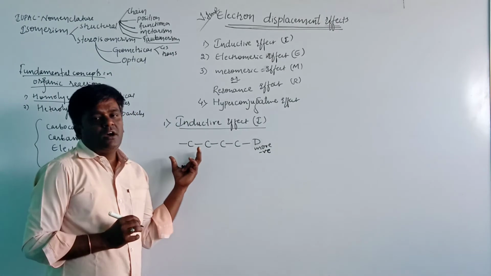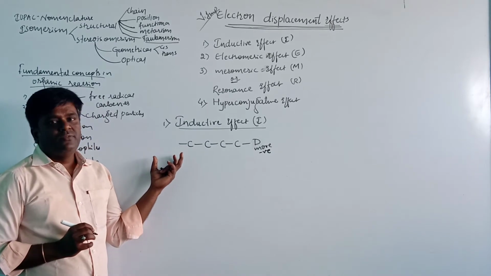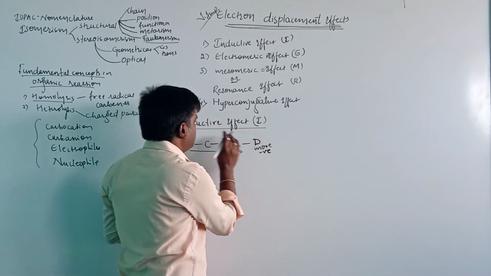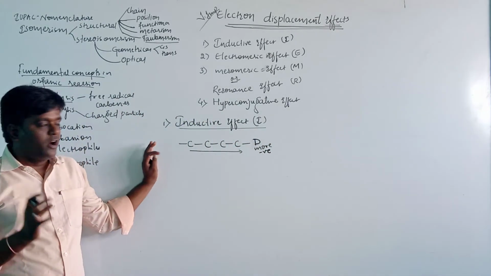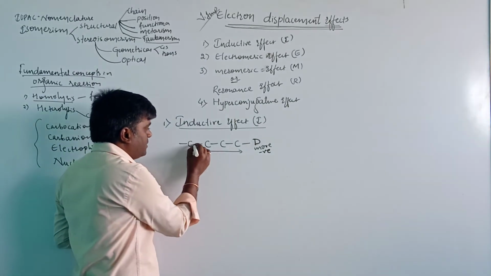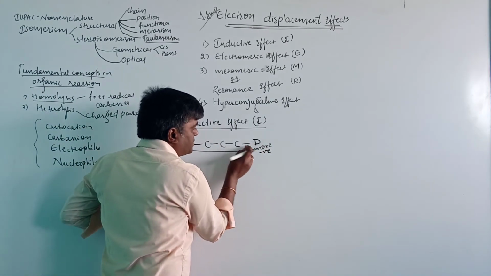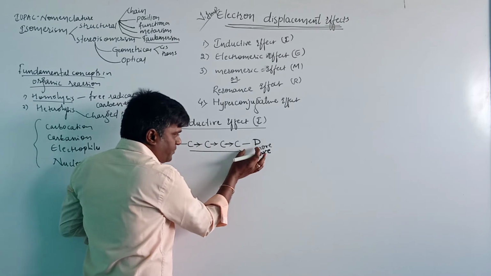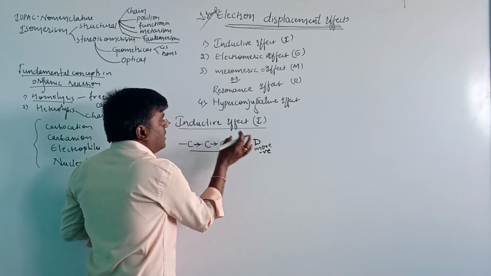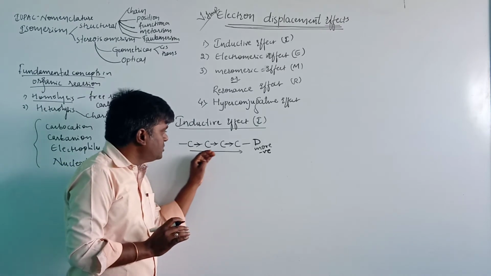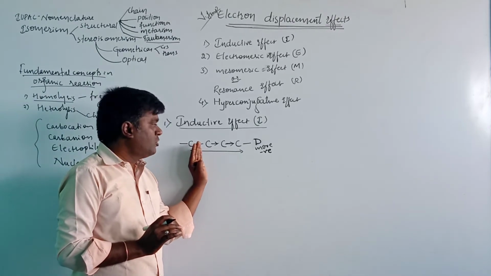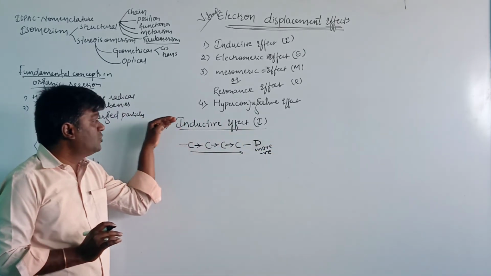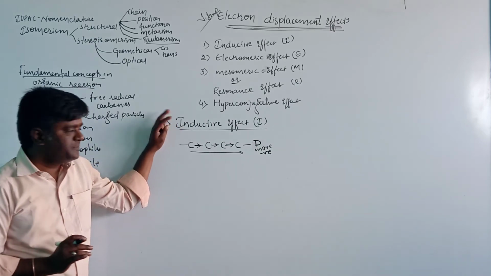The displacement or movement of electrons will take place along the carbon chain towards the more electronegative species, then it is known as an inductive effect. Consider this is the more electronegative species, attached to the carbon chain. The displacement of electrons will take place towards the more electronegative species along the carbon chain. That is, the permanent displacement of electrons along the carbon chain towards the more electronegative species is known as an inductive effect.